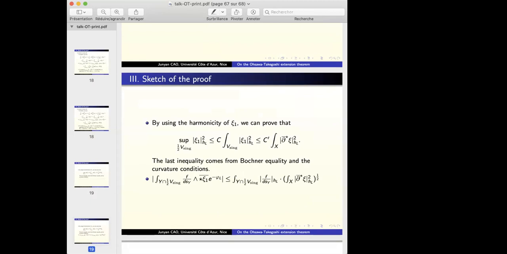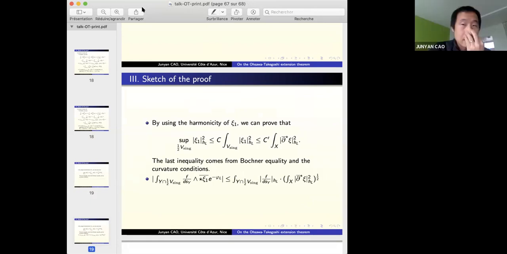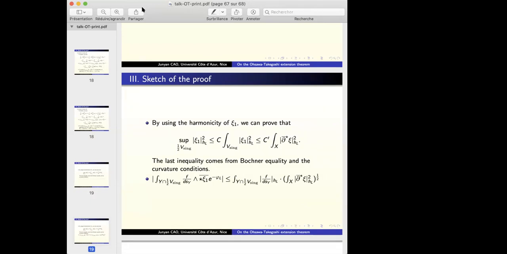Do you know some other possible application of this kind of version of Ohsawa-Takegoshi besides the one towards the abundance conjecture?